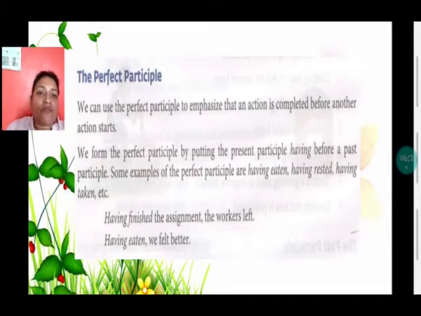Perfect participle. We use the perfect participle to emphasize that an action is completed before another starts. We form the perfect participle by putting the present participle having before a past participle. For example, having finished the assignment, the workers left.